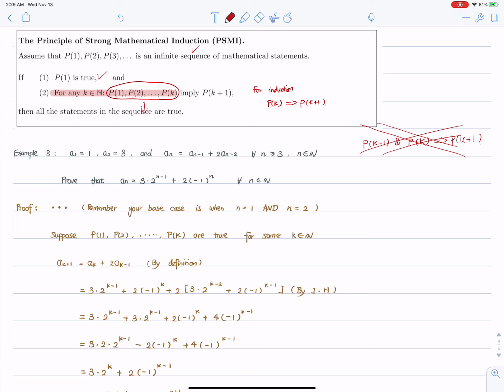I know I repeated this many times, and last year I repeated it many times, but many students still do it. I don't want to deduct marks from you. Please don't do this. Okay.